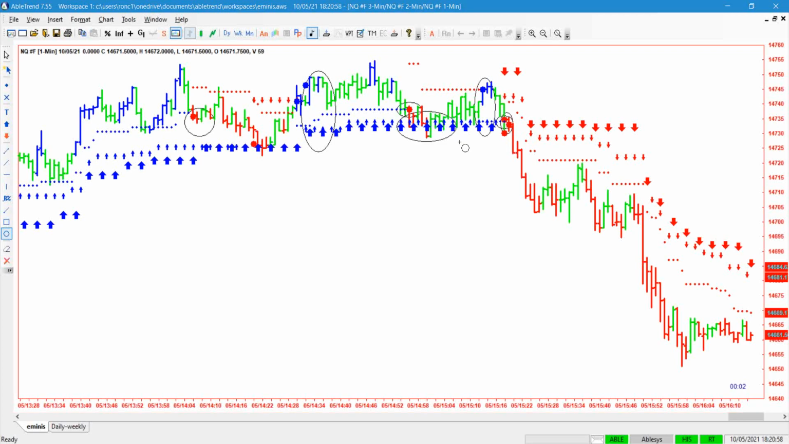Couldn't break below it, went up. Hit it 4 times here. Couldn't break below it. And by the way, we started those arrows a half an hour before that even happened. Well, that's some really helpful, valuable information that Able Trend told us a half an hour before it even happened. Good stuff.